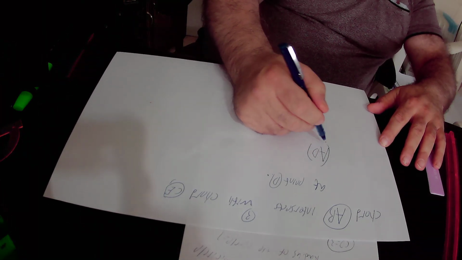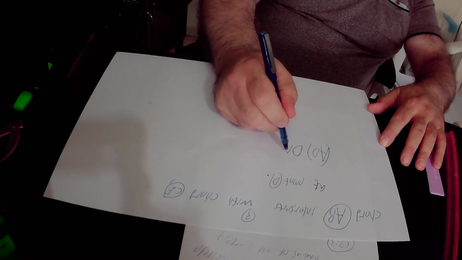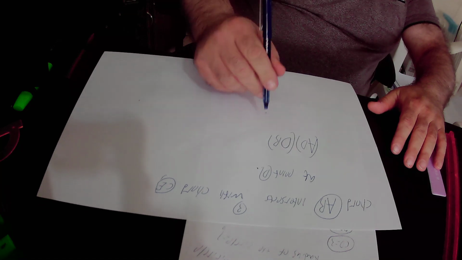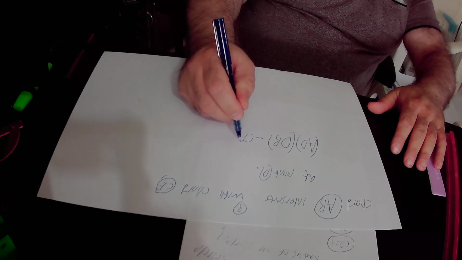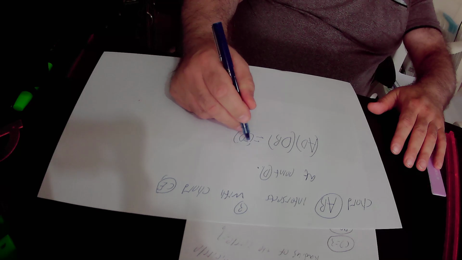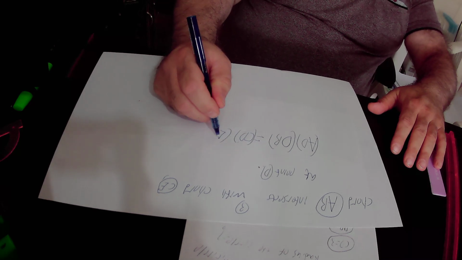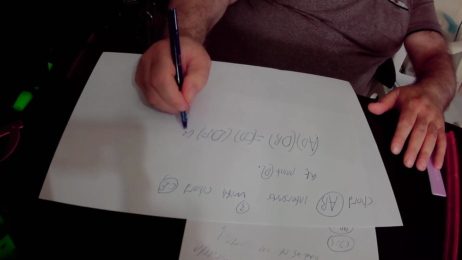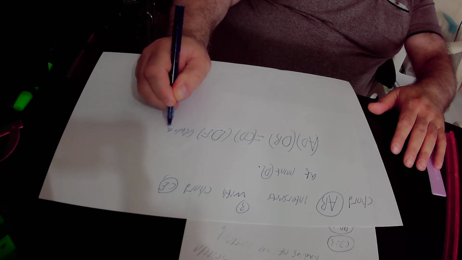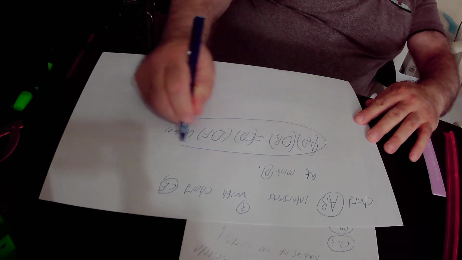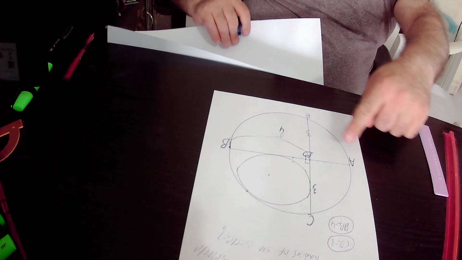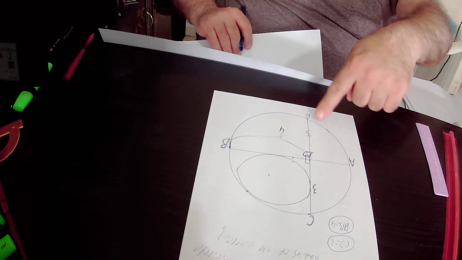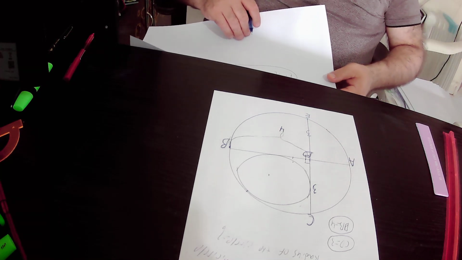AD times DB equals CD times DE. This is true according to rule number 1. AD times DB equals CD times DE. Okay?